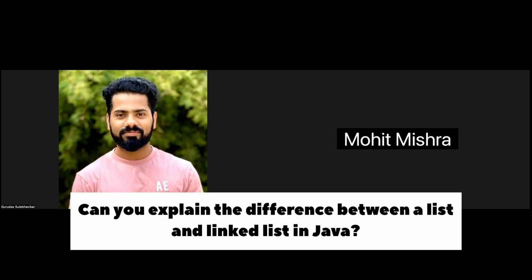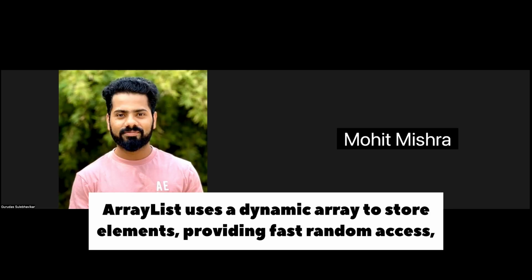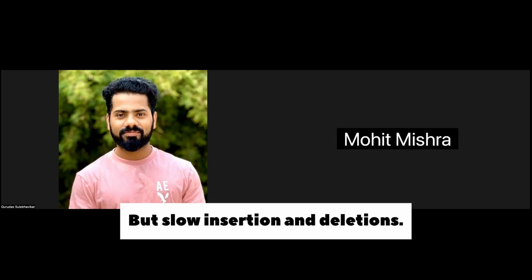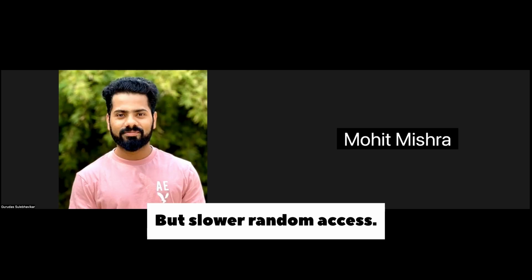Can you explain the difference between ArrayList and LinkedList in Java? Sure, both ArrayList and LinkedList implement the List interface, but they have different internal structures. ArrayList uses a dynamic array to store elements, providing fast random access but slow insertion and deletions. Whereas LinkedList uses a doubly linked list, providing fast insertion and deletions but slower random access.